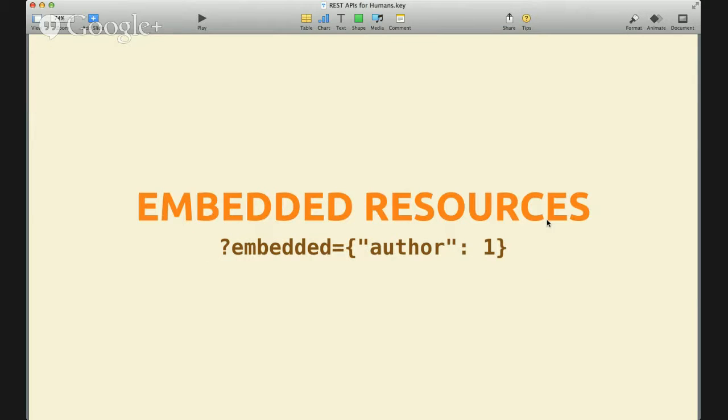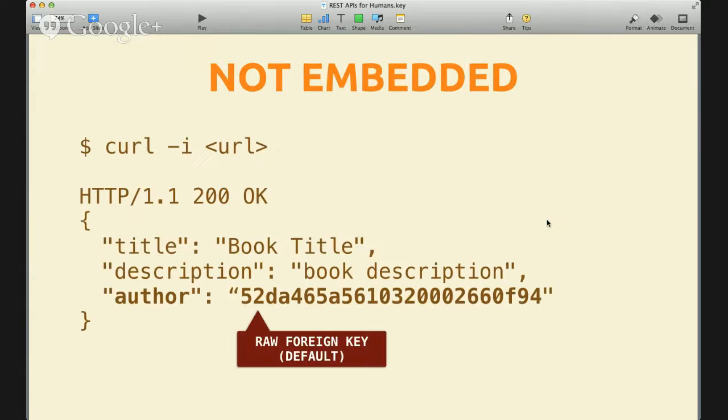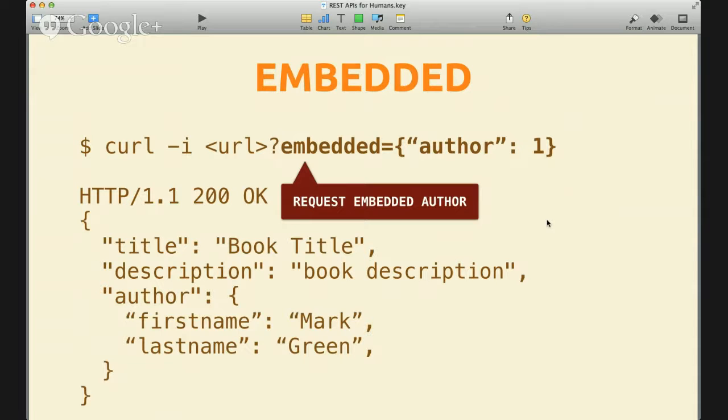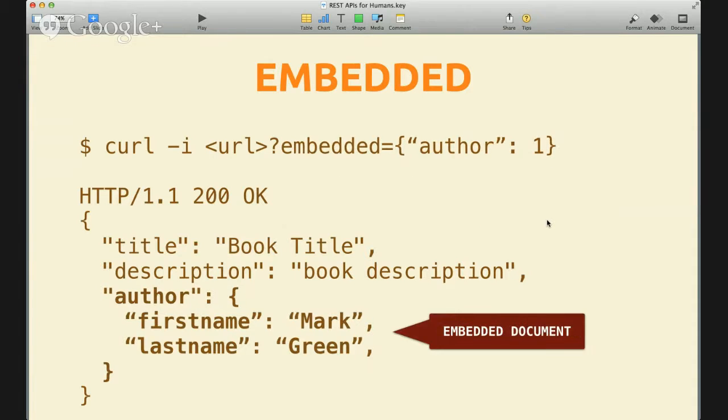Then we have embedded resources. This is also very nice because what this allows you to do is basically to implement some kind of ORM mapping on top of your API. Let's see an example. Here we have a request for a book endpoint. We have this author field with just an ID for the author, but if we add this embedded keyword, what we are doing here is asking for the author to be included with the response, and what we get is this.